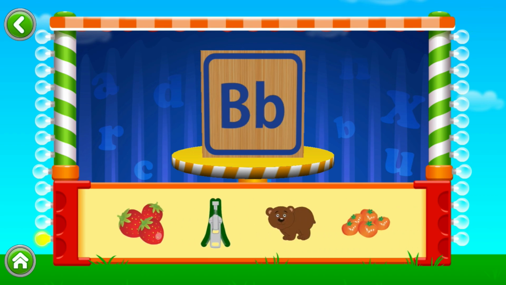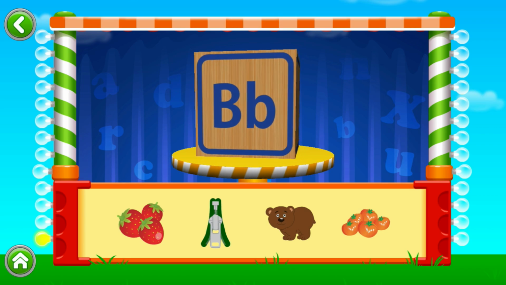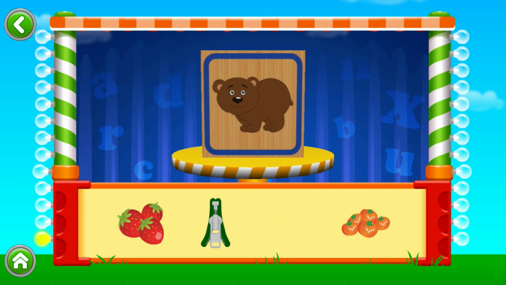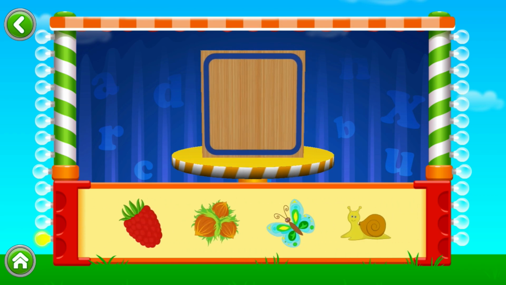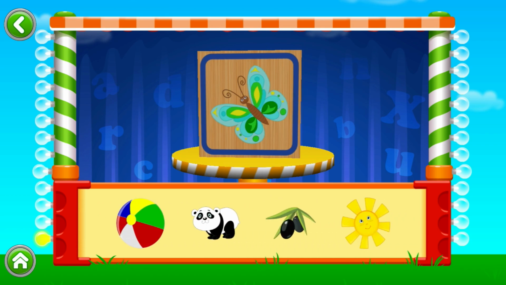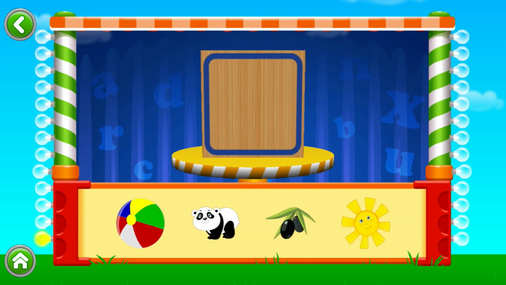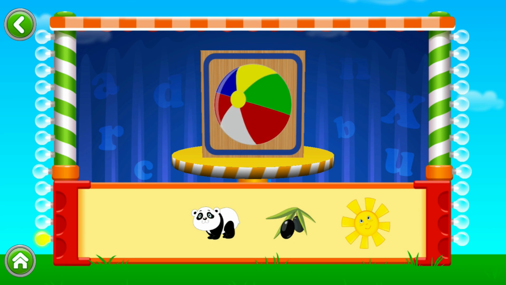B, b. Bear. Go ahead and turn the letter cube. Butterfly. Now, let's do the next side. Ball.